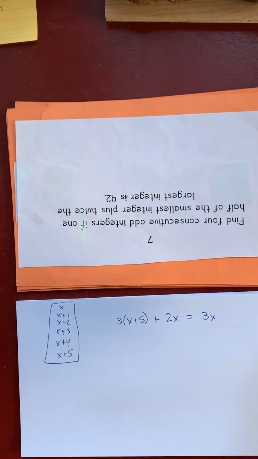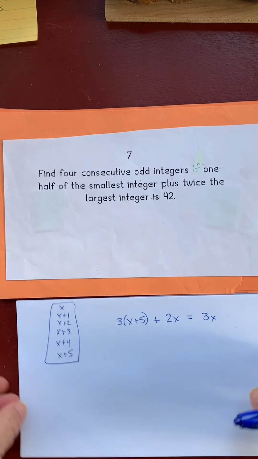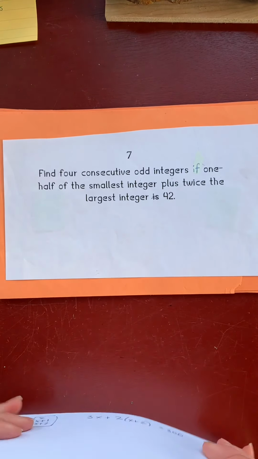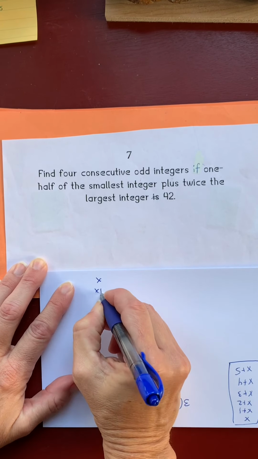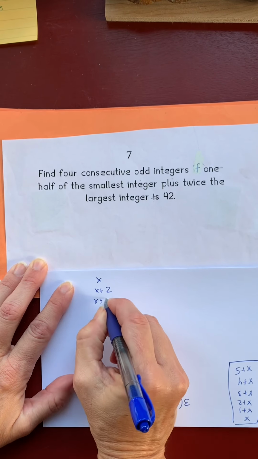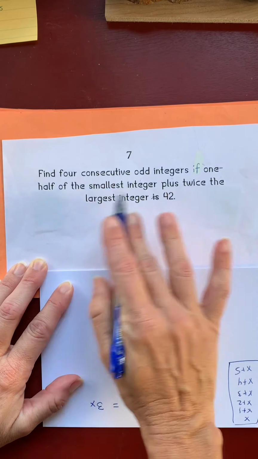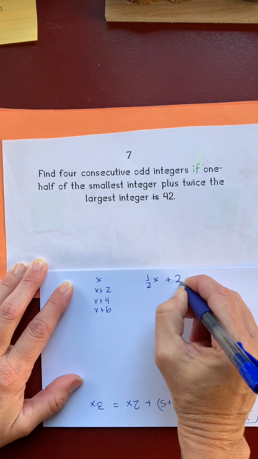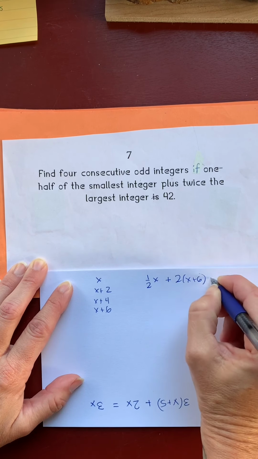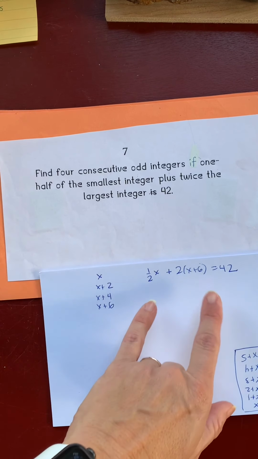Again, pause and go back. Go at your own pace. That's what's actually nice about the videos. Number 7. Pause and come back. Find 4 consecutive odd integers if 1/2 of the smallest plus twice the largest is 42. No one wants fractions, I get it, but there you go.